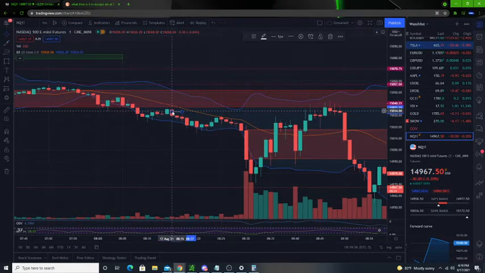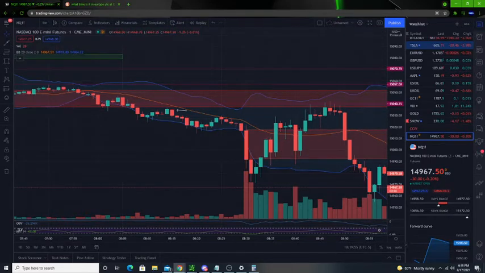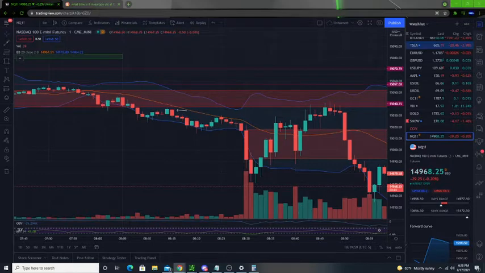Took the short right here. Hard to see. These arrows suck. Took the short right here on this candle. Took it at 15.03525. 15.03525. I'm just putting that in chat so I remember.